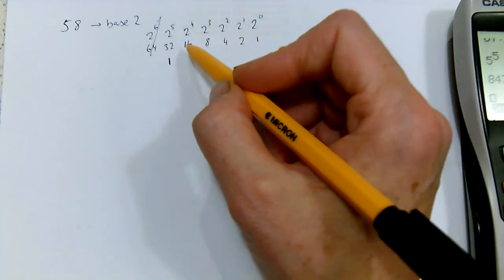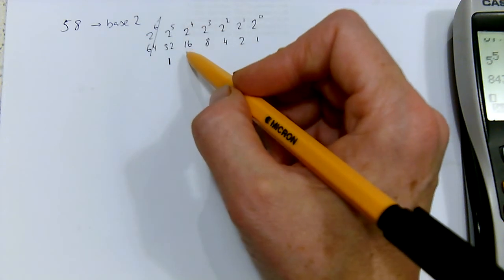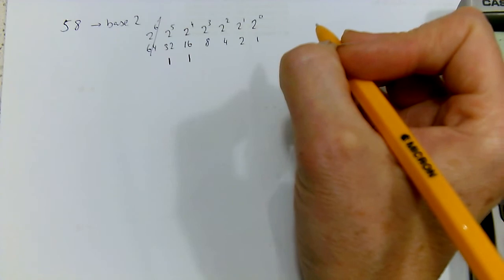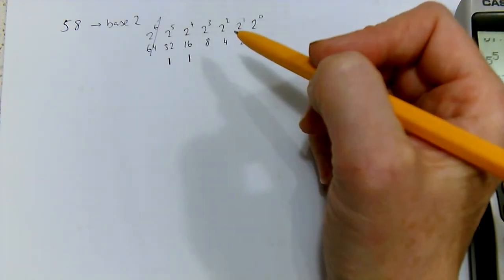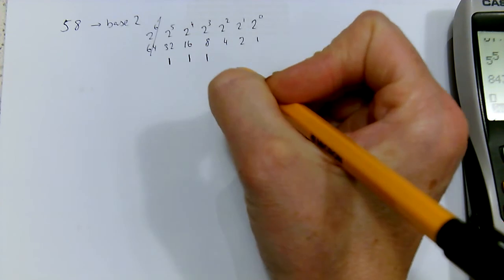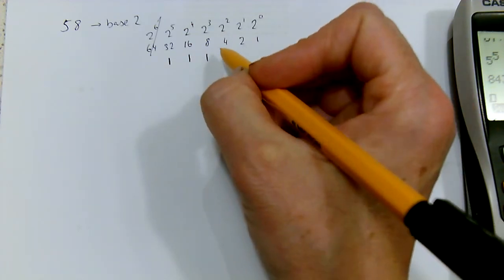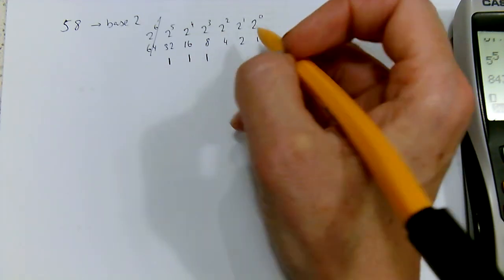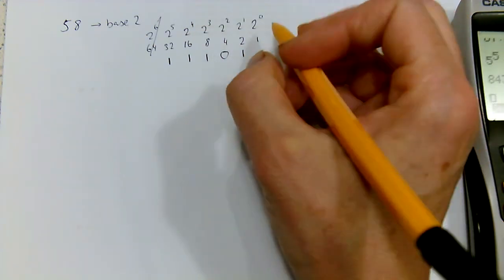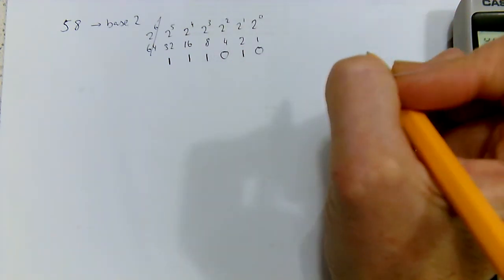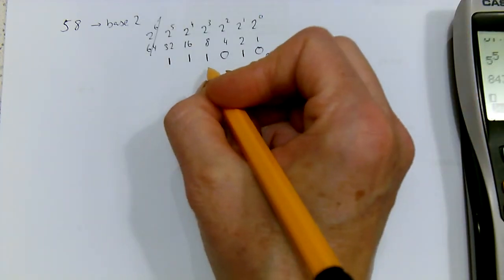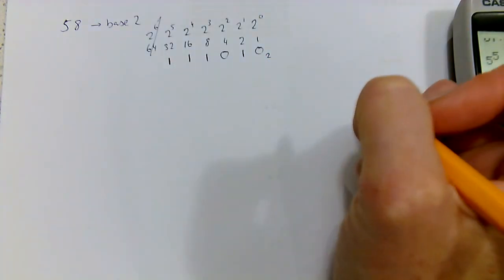So that means we can fit some 16s in there. We can fit 1 16 into 26, and the remainder would be 10. And we can fit 1 8 into 10, and the remainder would then be 2. So we can't fit any 4s in, but we can fit exactly 1 2 in, and we don't have any 1s spare. So that means that 58 is 111010 base 2.